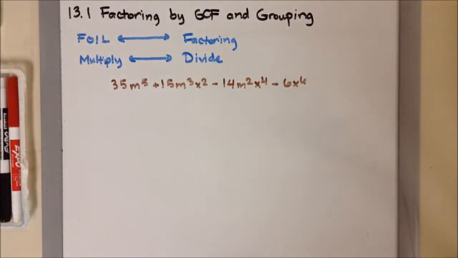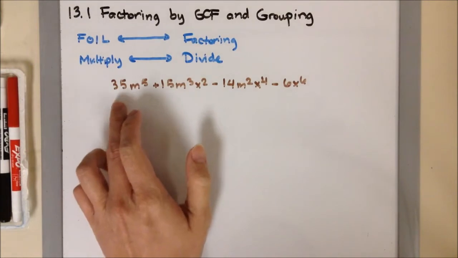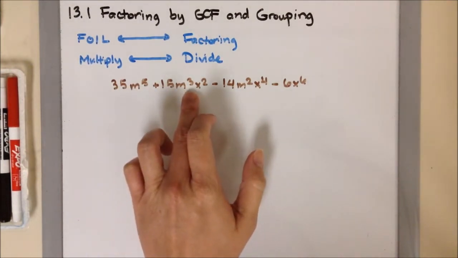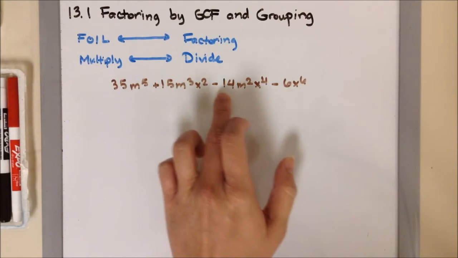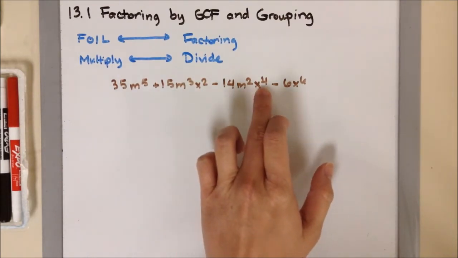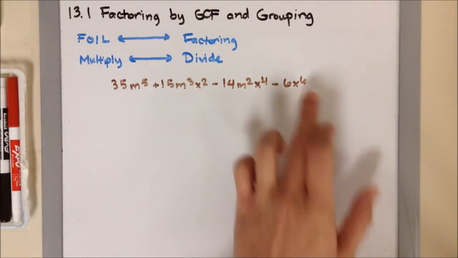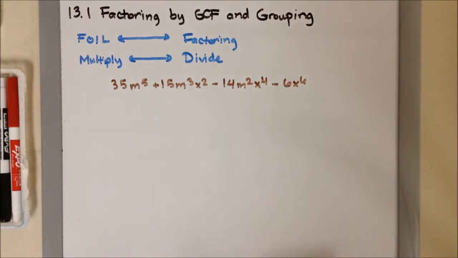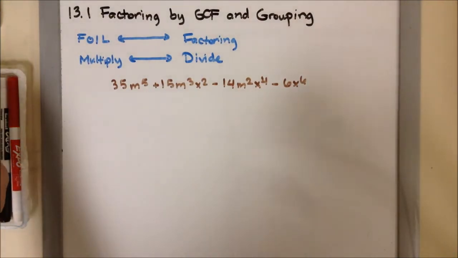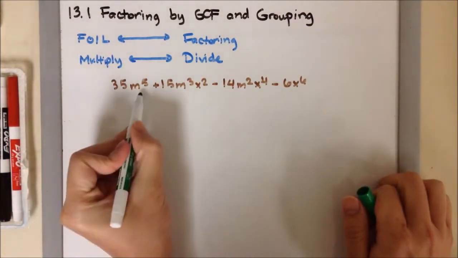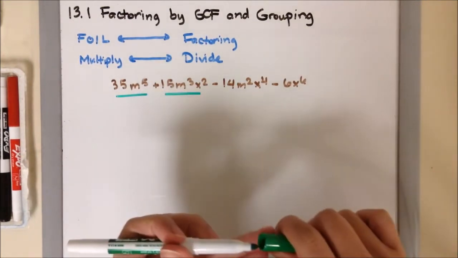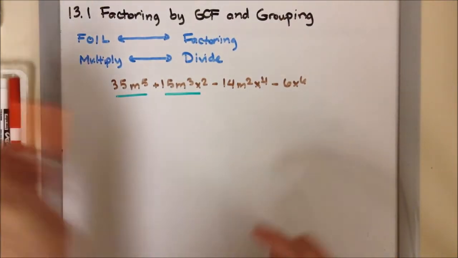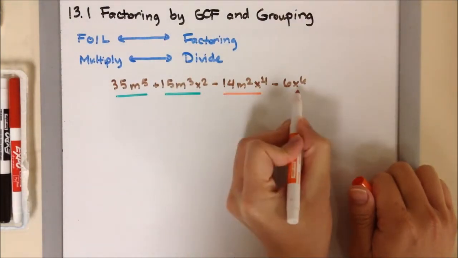Alright, in this example, we have 35m to the 5th plus 15m to the 3rd x squared minus 14m squared x to the 4th, and then minus 6x to the 6th power. So let's count how many terms we have. 1, 2, 3, 4. So we could try factoring by grouping on this example because we have an even amount of terms. So let's split it in half. So this is going to be my left side, and these two I underlined will be my right side.